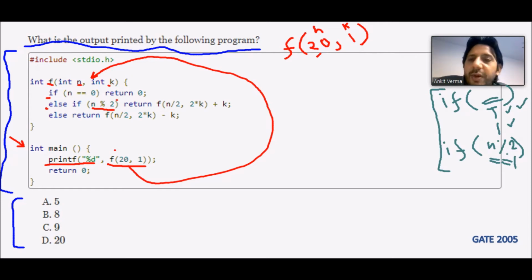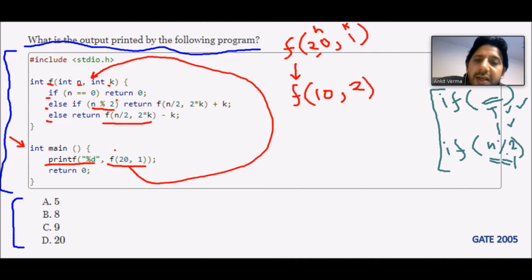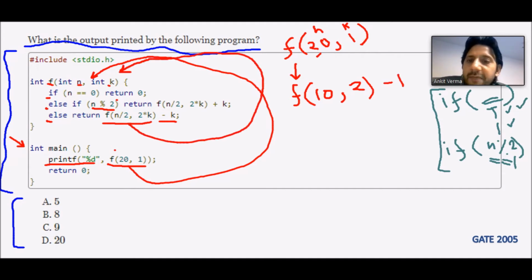Now check. Here it is saying n mod 2 should be 1, and 20 mod 2 is 0, and 0 is not equal to 1. So this will not run. It will go to the next one. Else return f(n/2, 2*k) - k. So it is going to call the function again: n is 20, 20 by 2 is 10, 2 into k, 1 into 2, that is 2. And again minus k. Earlier the k was 1, so minus 1.